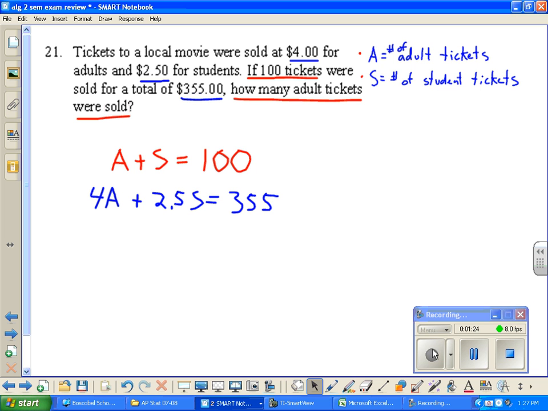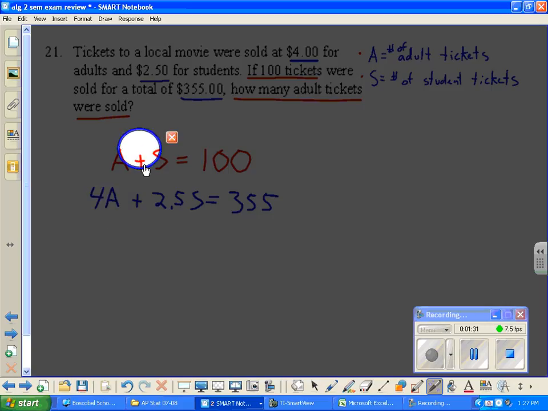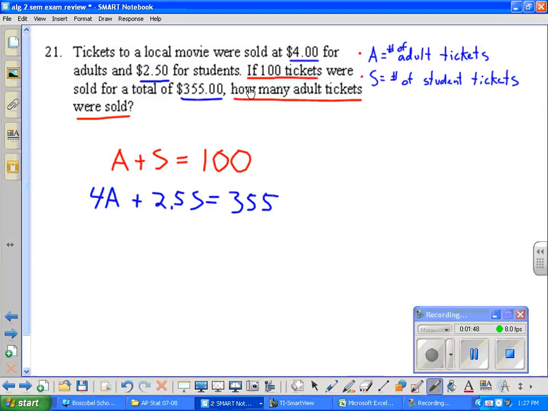And again, this 4 here comes from the fact that tickets were $4 a piece. This 2.5 here comes from the fact that tickets were $2.50 a piece. And this 355 comes from the fact that we sold a total of $355 worth of tickets. Okay, so hopefully you understand where these equations come from. Well, now it's a simple matter of solving the system.